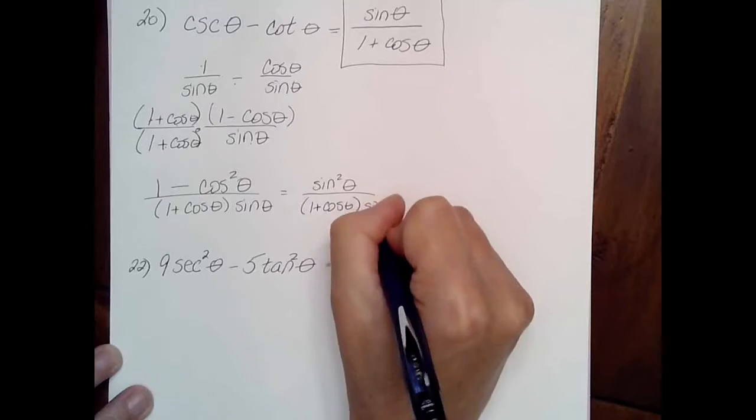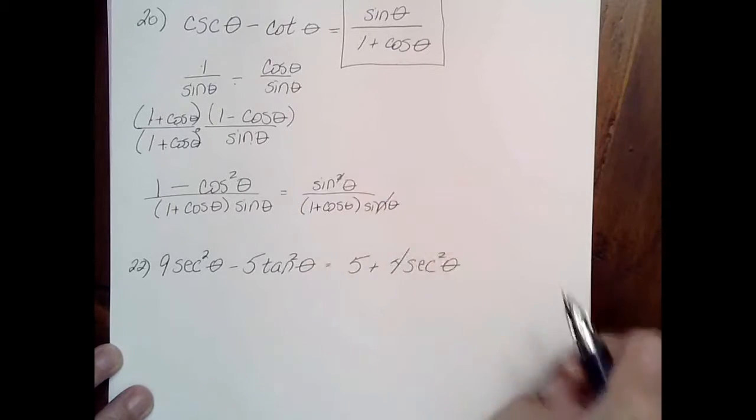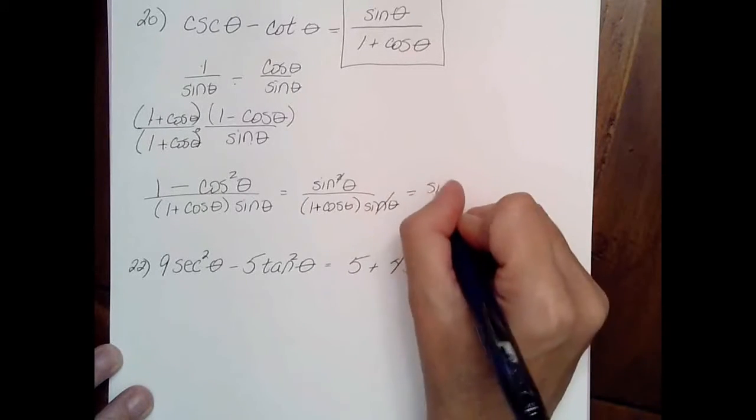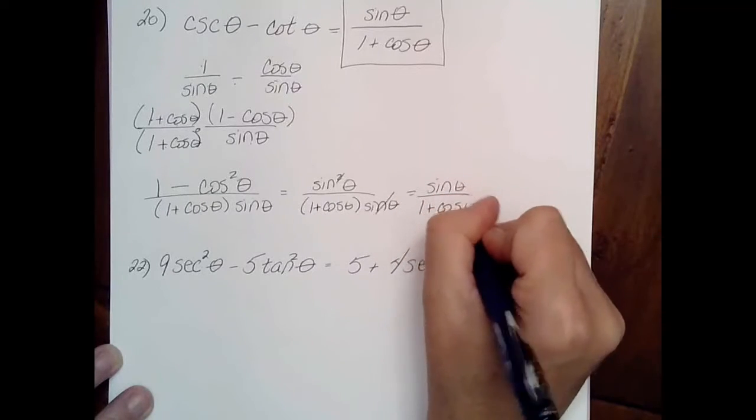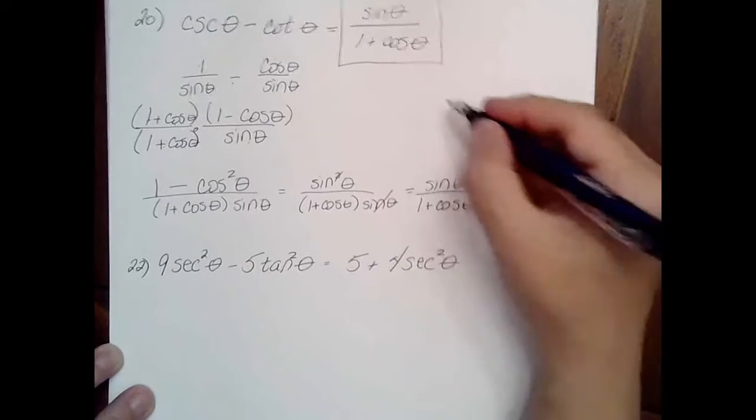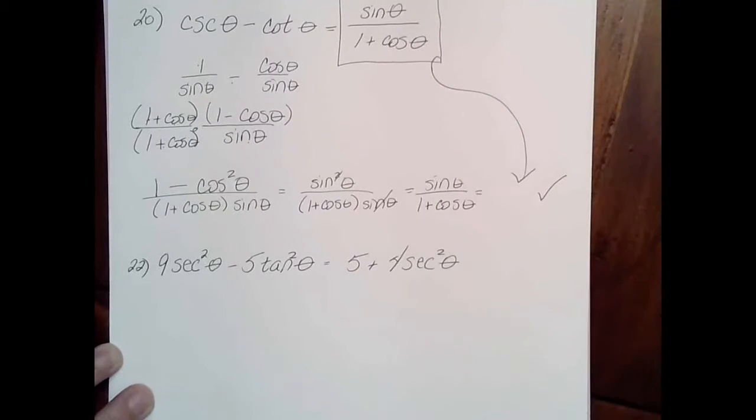Oh, look, one of these is going to cancel, and it leaves me with a sine all over 1 plus cosine theta. And that's where I was going. And it's equal to itself on the other side. And everybody's happy. Number 22, the final one.